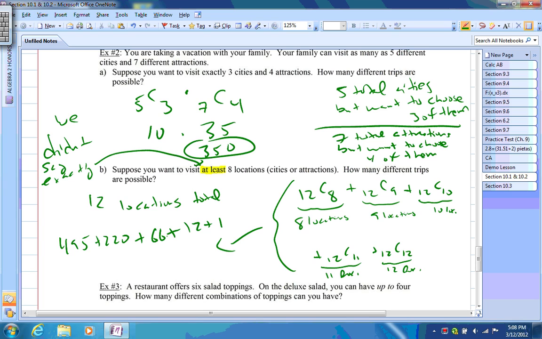And the reason why you would add them, not multiply them, is because you can't see 8 locations and 9 locations simultaneously. That makes no sense, right? 8 locations is one scenario. Let's find how many ways that scenario could happen. 9 locations is another scenario. Let's see how many of those scenarios can happen. So a little different. You're not quite using the multiplication counting principle here. So if I add all this up, 495 plus 220 plus 66 plus 12 plus 1, I should get 794 for that one.